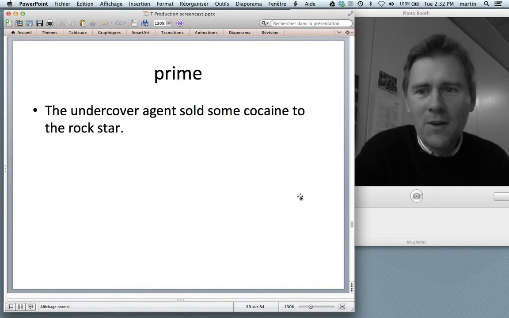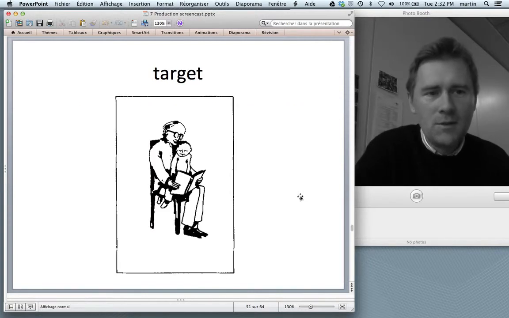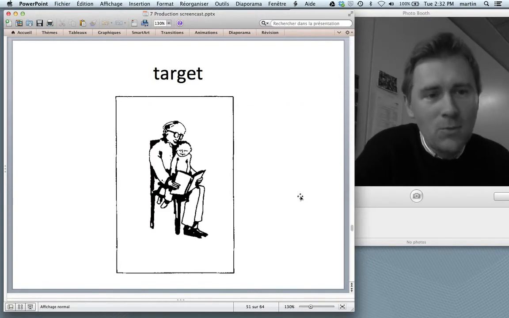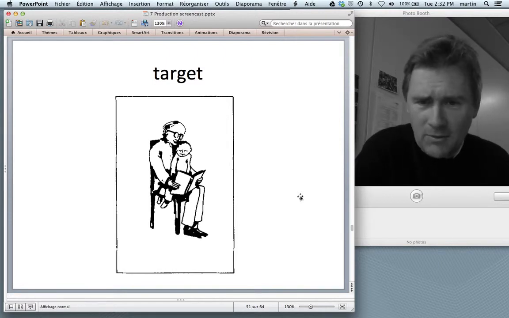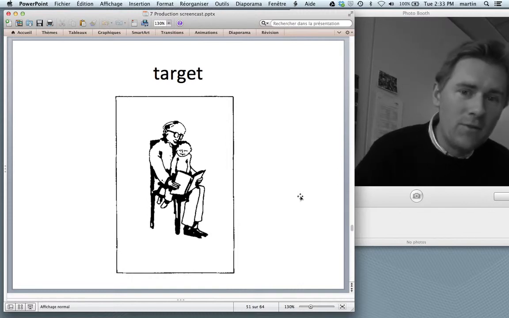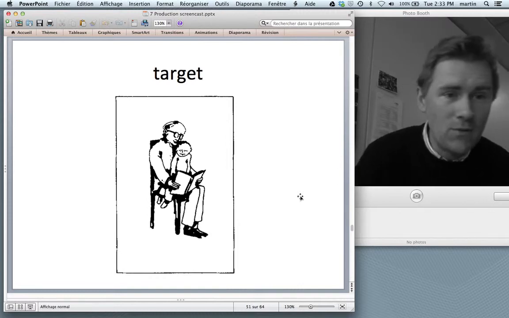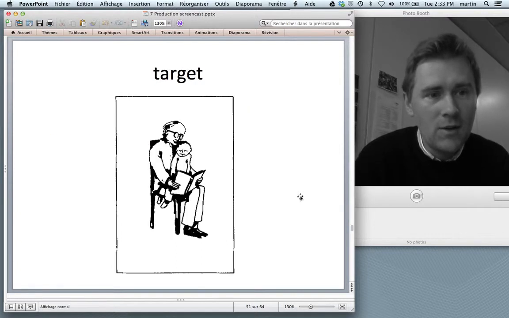Another prime: The undercover agent sold some cocaine to the rock star. If you're being primed with this and afterwards you're asked to describe this situation, you're actually more likely to say, oh, the granddad, the grand person, read a story to the child, instead of the grandfather read the grandchild the story, the ditransitive construction. It would work just as well, yeah? But since you're being primed with the prepositional dative construction, you're more likely to use that in the description of this picture. Okay, that's syntactic priming.